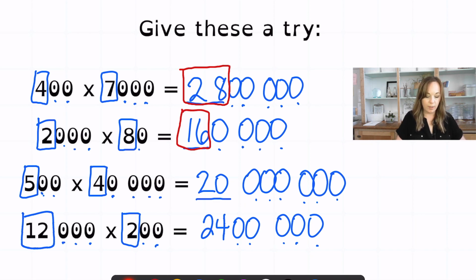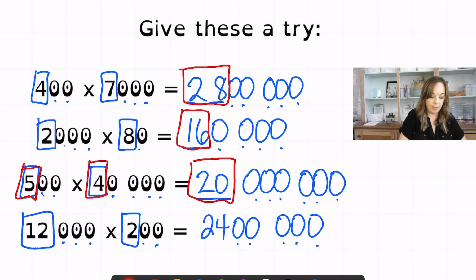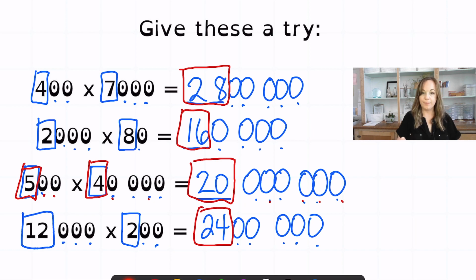This third one could have been a little tricky. Let's look at it together. 500 times 40,000. We know 5 times 4 is 20. So my answer needs to begin with 20. And then I need to paste on 6 more zeros. My answer actually ends up having 7 zeros in it, but that's because one of the zeros belongs to the 20, so we don't count that as one of the trailing zeros. And then finally, 12,000 times 200 is going to give you 2,400,000.